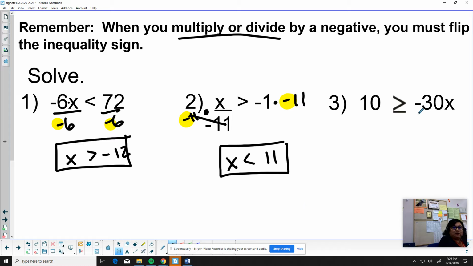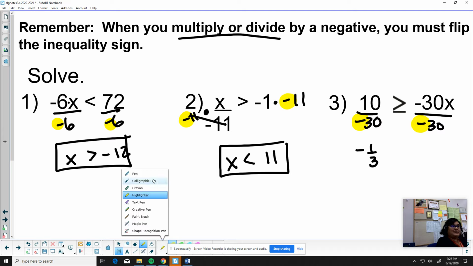And then the last one over here. I want x alone, and this time it's in the back. I have to divide both sides by negative 30. If I put this in the calculator as a division problem, it's going to be a repeating decimal, so I'm just going to simplify it to negative 1/3. I have to flip it because I divided by a negative on both sides. So it's going to become less than or equal to instead of greater than or equal to.